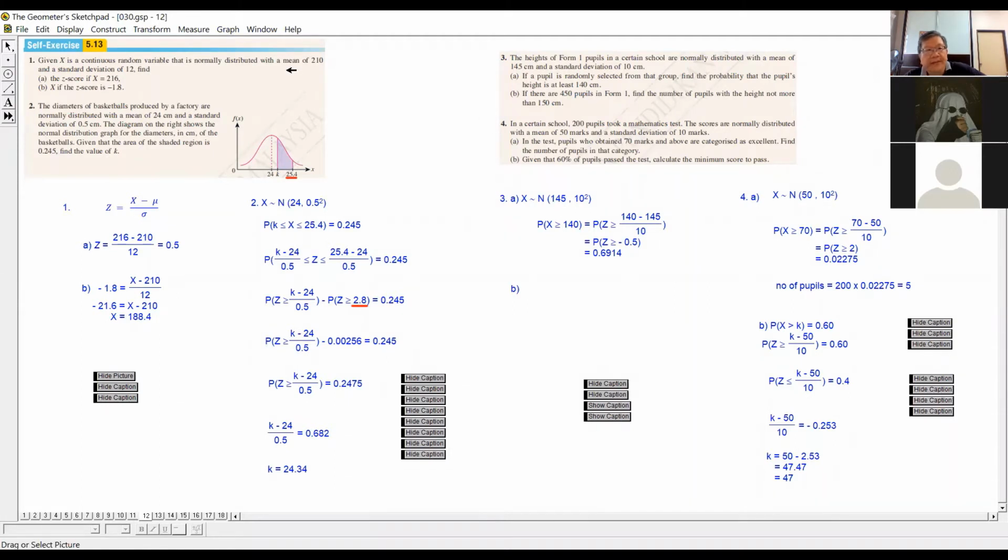Now, over here, you want the probability of X more than 140. That is the question. But the probability of X cannot be found directly, so you have to convert to Z. When you convert to Z, you use the formula for Z. And it is equivalent to Z greater than negative 0.5. So use your calculator, enter negative 0.5, and you get the answer, probability is 0.6914.